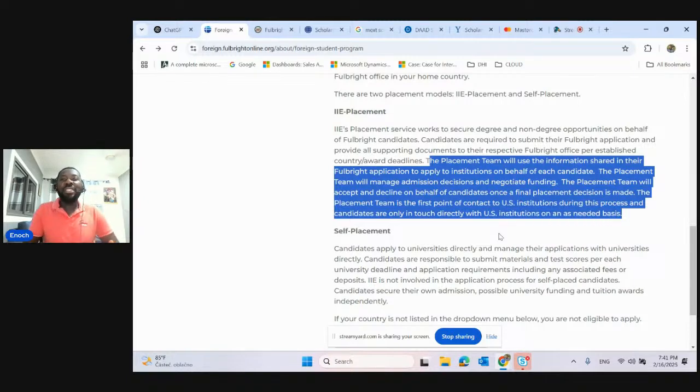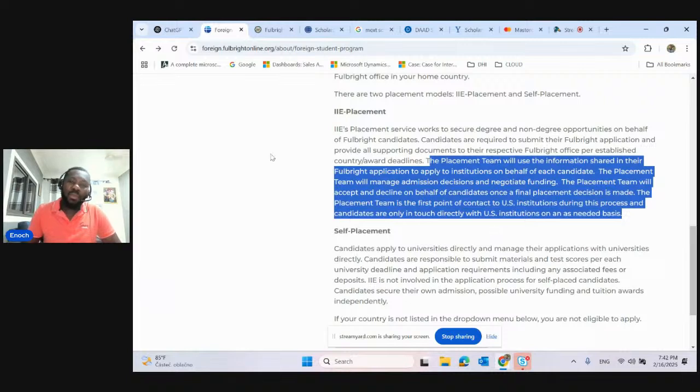So the first thing you should get familiar with is to read every piece of information about the scholarship you intend to apply for, because there might be some hidden clauses or terms and conditions that you may not notice if you don't take your time to carefully read every piece of information before starting the application process.